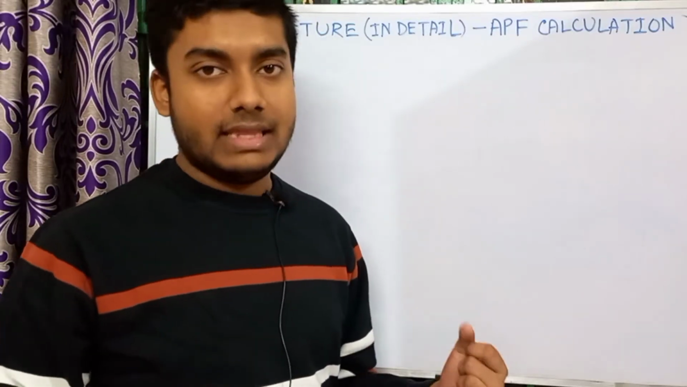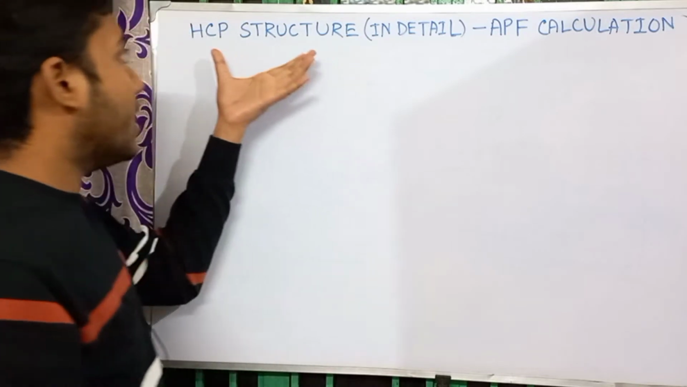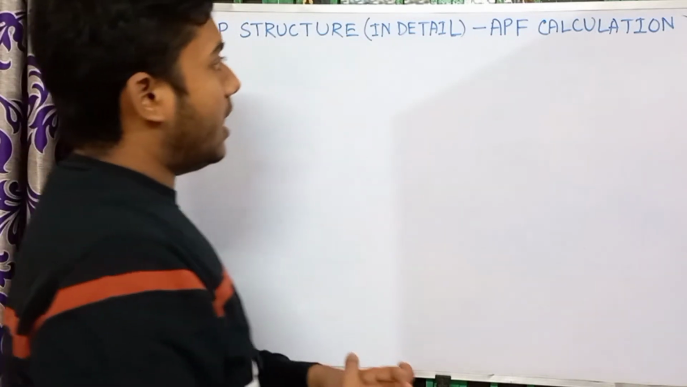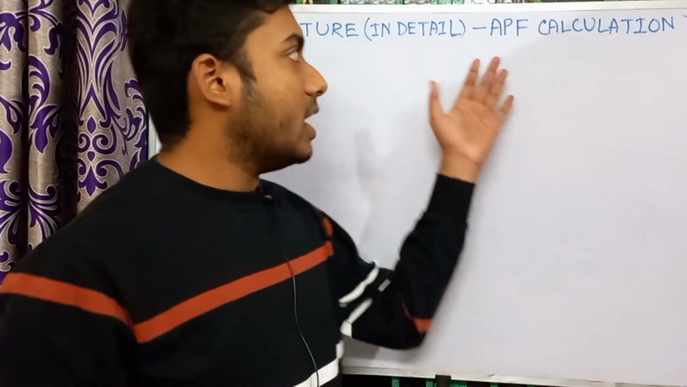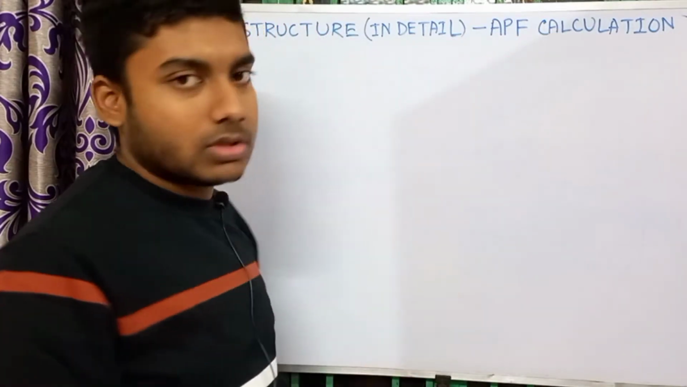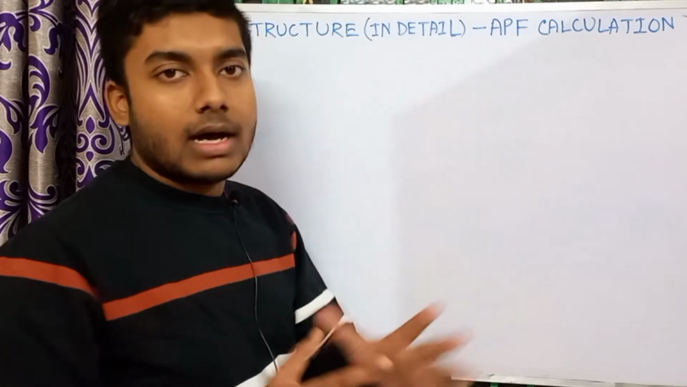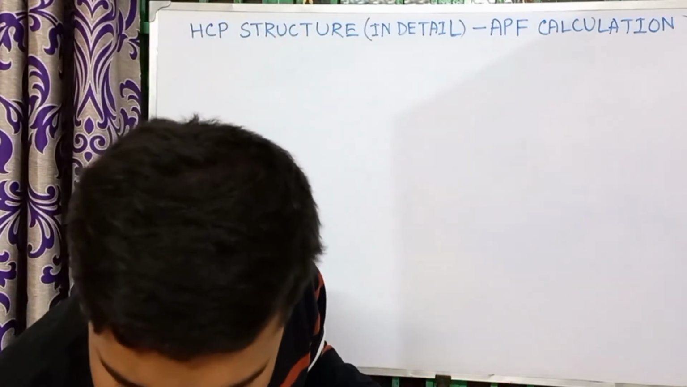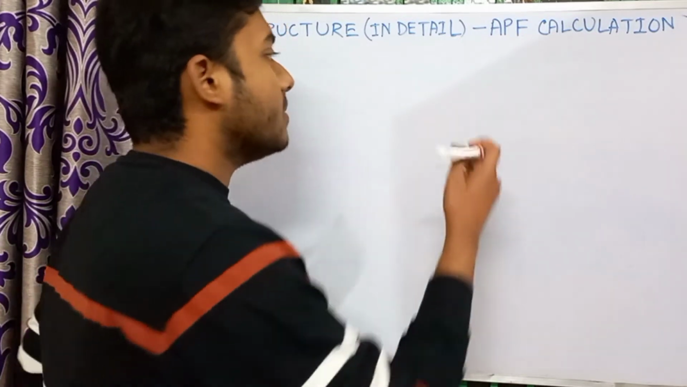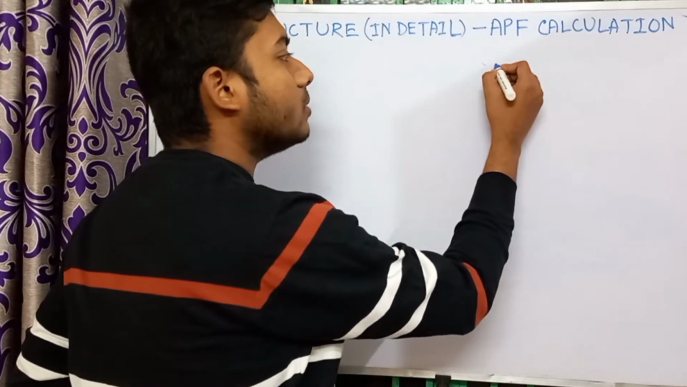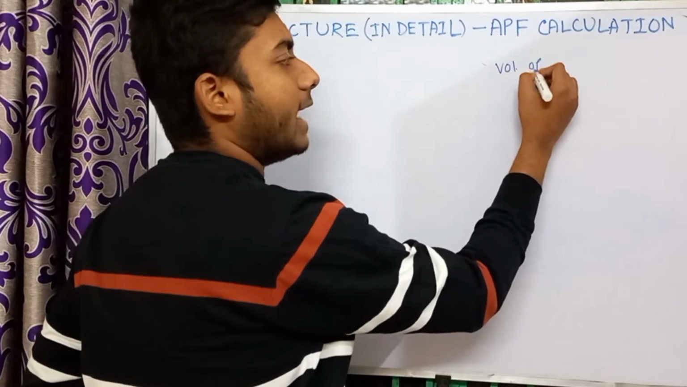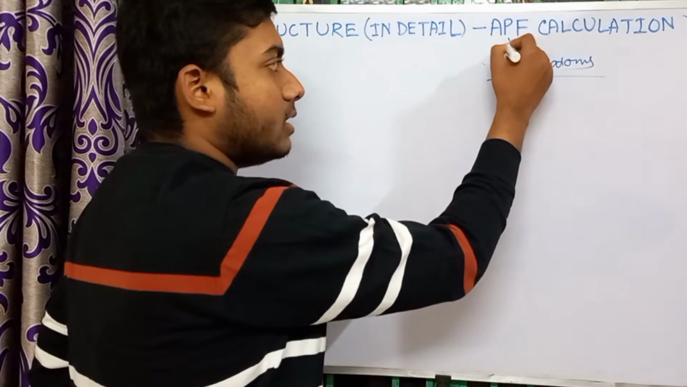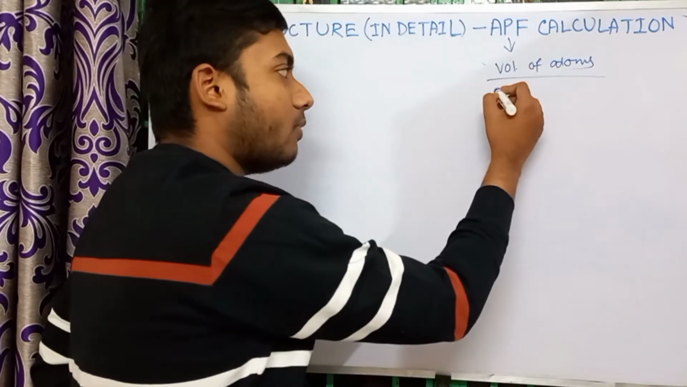Today I will discuss in detail the hexagonal close packing structure, that is the HCP structure, and I will also calculate the APF of the hexagonal close packing. APF means the atomic packing fraction. So what is APF? APF means the volume of atoms divided by the volume of the unit cell.